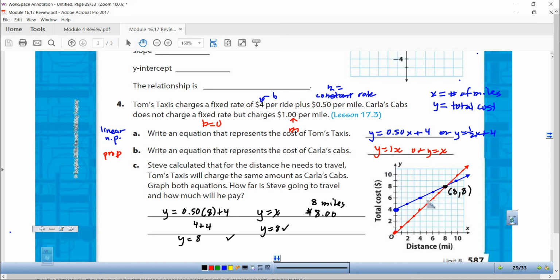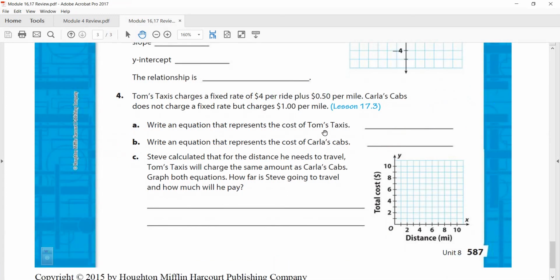Now, if he had gone less than 8 miles, you can see that the blue line, which is Tom, is higher. So less than 8 miles, he'd be paying more for Tom. After 8 miles, see how the red line is higher? After 8 miles, he would be paying more for Carla. In fact, he will be paying twice as much from there on out, per mile. Okay, so this one's only 50 cents a mile. So depending on how far he wants to go, that helps decide which of those he should choose.